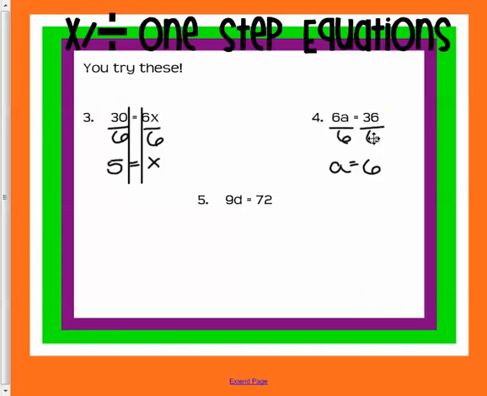But it's important to show the division of 6, because when we get into more complex situations, you're going to need to be able to work out each step. Okay, so divide both sides by 6, a equals 6, because 6 times 6 equals 36. And then over here, we're dividing by 9, because d equals 8. And when we graph that on a number line, just to remember, we always use a solid dot when it's equaling.